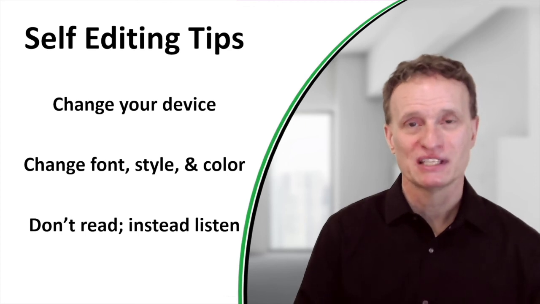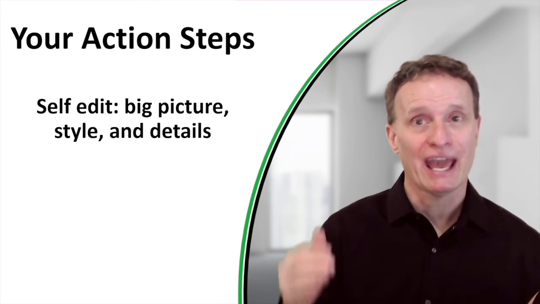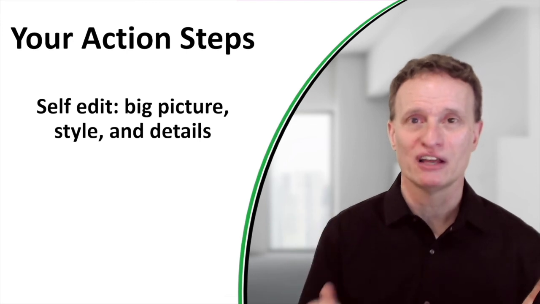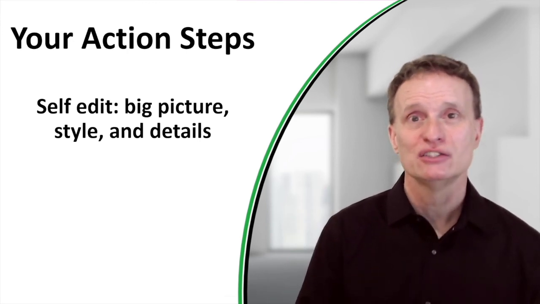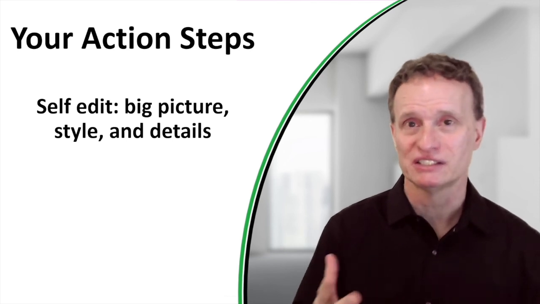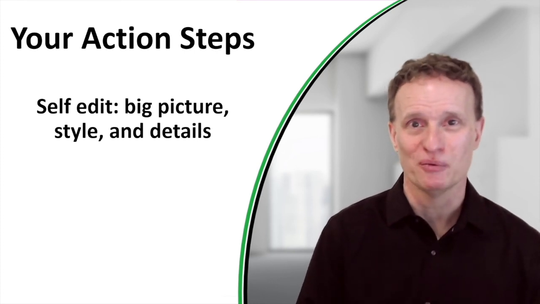Your action steps for this lesson are, first of all, do your self-edit and do it in the 3 phases that I talked to you about. First of all, do your big picture self-edit, and as you're doing it, do a 1-page outline for the entire book. Next, do your style edit and do a 1-page outline for each chapter or each scene that's in your book. And then finally do the detail edit. And when you're doing the detail edit, make your corrections as you go.